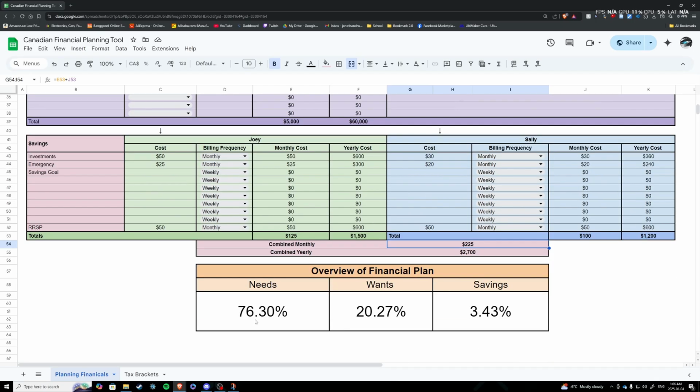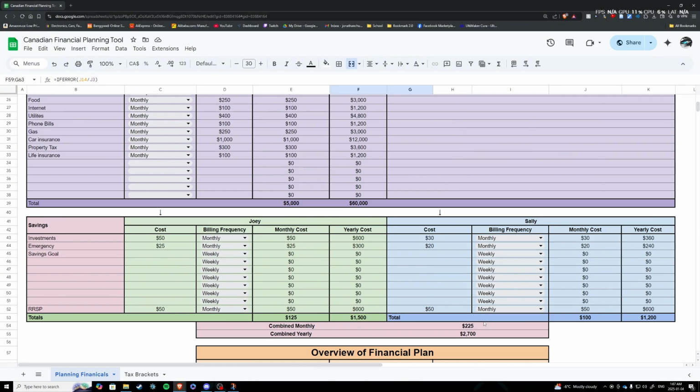And then down below you can see the breakdown of how the expenses and savings and wants are distributed. So 76% of the money made or generated by Sally and Joey is going towards their needs. So first of all, that's not good. They'll have to do something about that. And then 20% is left over for wants, and then only 3.43% of that money is going towards your savings.